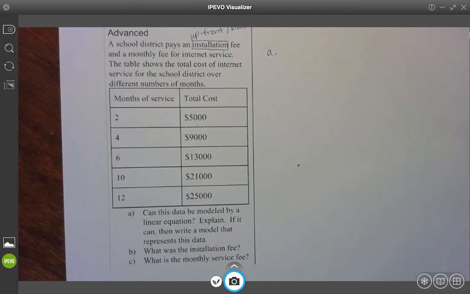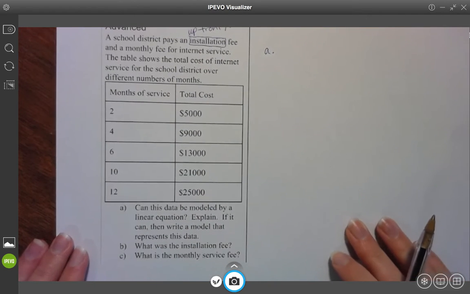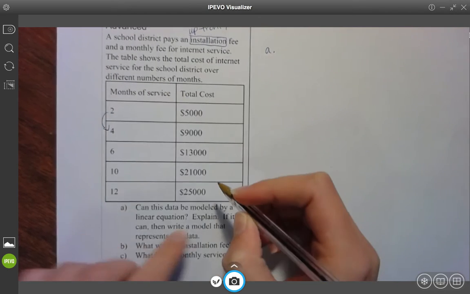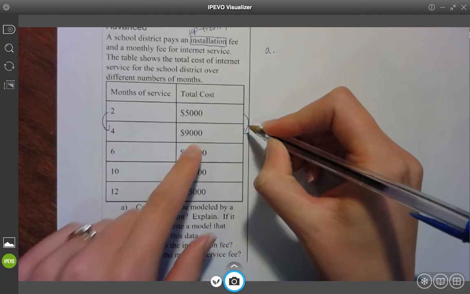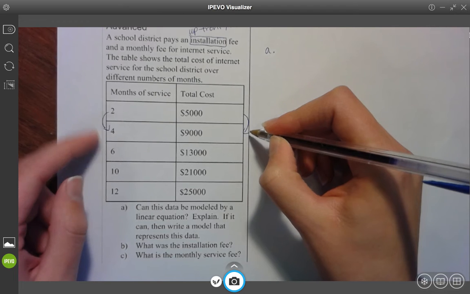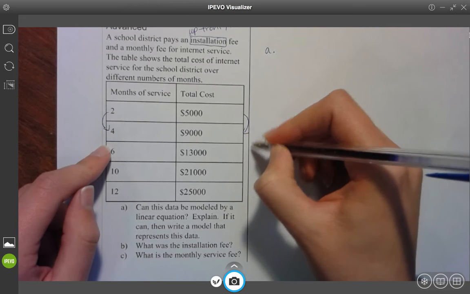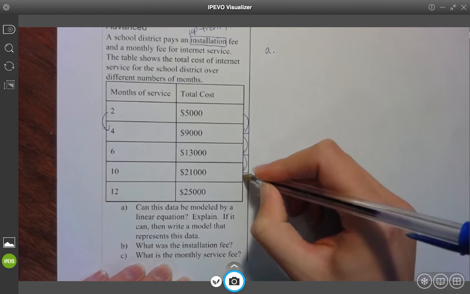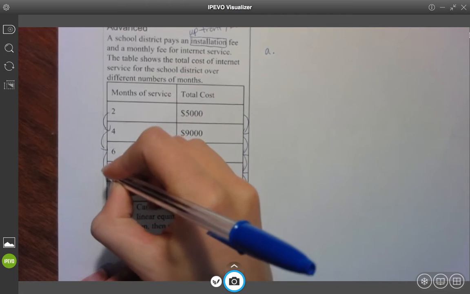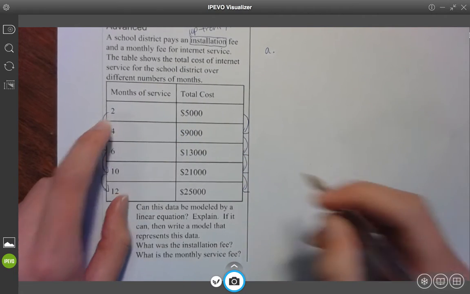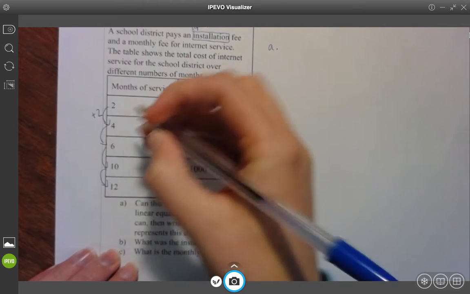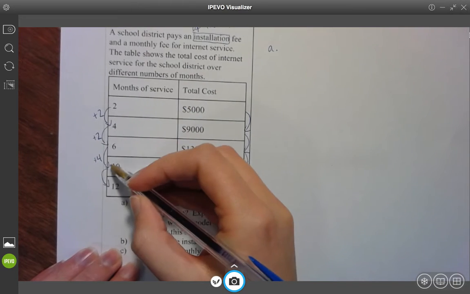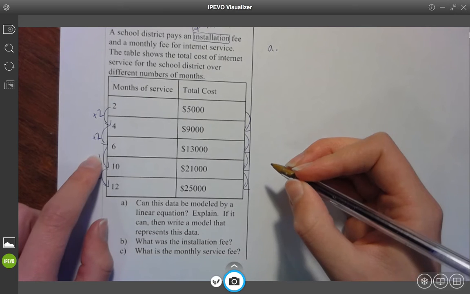So what we can do to see if our rate of change is constant is to find the slope. We're going to go from 2 to 4 and from $5,000 to $9,000 and see if our change from here to here is the same as our change from here to here, then here to here. So we're going to look at each of these changes and make sure we have a constant. From 2 to 4, we add 2. Then from 4 to 6, we add 2. From 6 to 10, we add 4. And from 10 to 12, we add 2. All right, so there's this adding 4 going on in here.